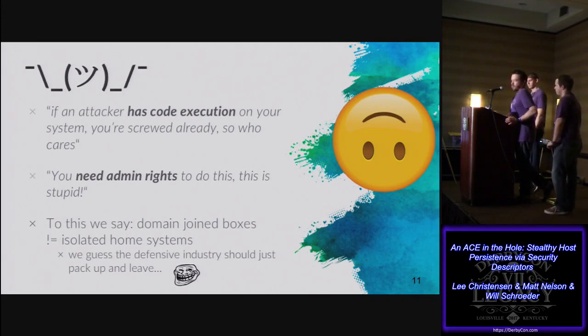Also, this touches on a little bit of different things that Graber talked about in his keynote. Some people are going to say, well, if the attacker has code execution on your system, you're screwed, so who cares? Or you already have to have admin rights to do this. This is stupid. Who really gives a crap? To this we say, domain joined systems are not the same as isolated home systems. These components can be installed remotely before lateral movement. So sure, you have a chicken and the egg problem for the initial code execution, but if an attacker ever gained access on your box, they can set these components to regain access later on.